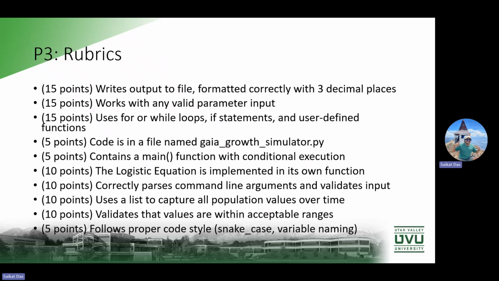That means you need to create a function that only serves the logistic equation given in the project specification file. You need to correctly parse the command line arguments and validate the input. I already discussed the command line parameters in the last class, but if you have any question, I'm happy to answer it today. So typically, we have 2 types of command line argument handling: one is sys.argv or the other is argparse. You could use either one.